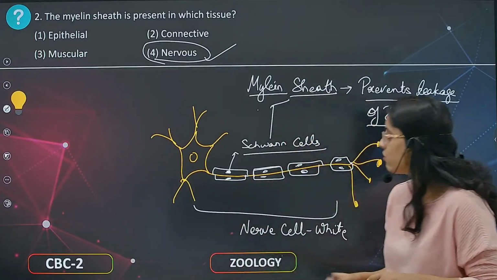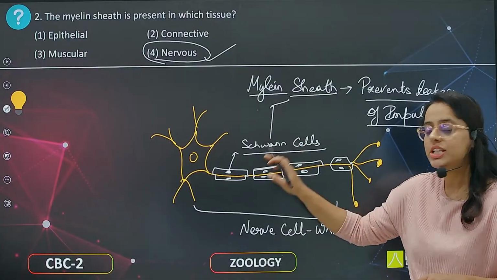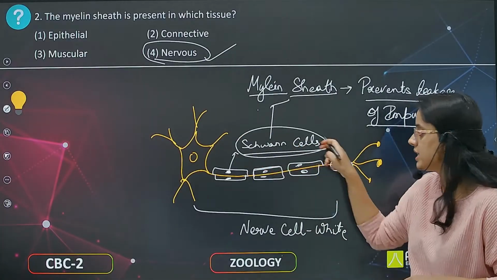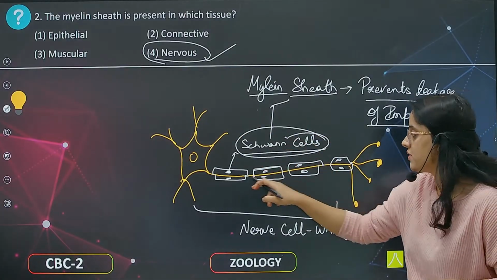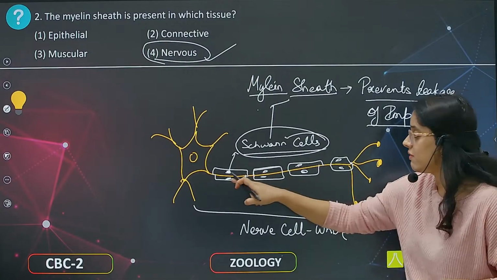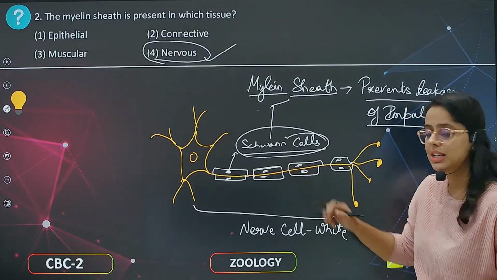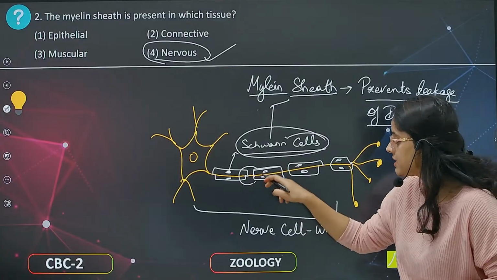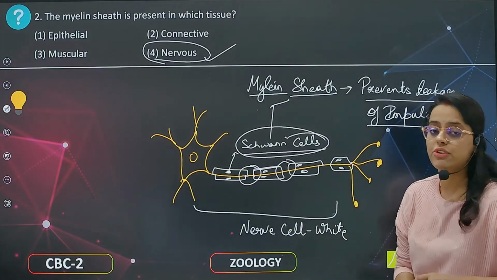So did you understand what myelin sheath is? Myelin sheath is formed from Schwann cells. These are present on the axon, and wherever the myelin sheath is not completely present, these spaces are called nodes of Ranvier.